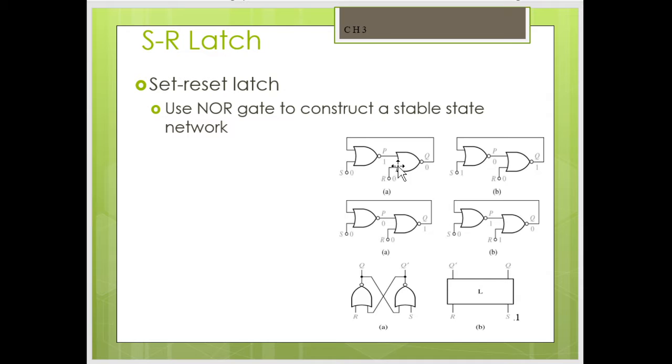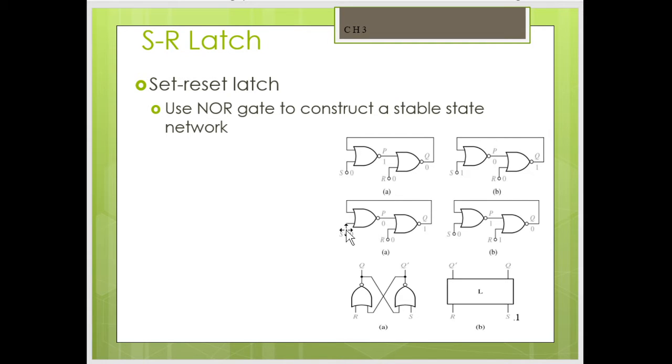Second case, if S equal to 1 and R equal to 0, this forces the output of the second NOR gate to be low, and both the inputs of the first NOR gate are then low, which results in the high output Q equal to 1. This is called the set operation of RS flip-flop.